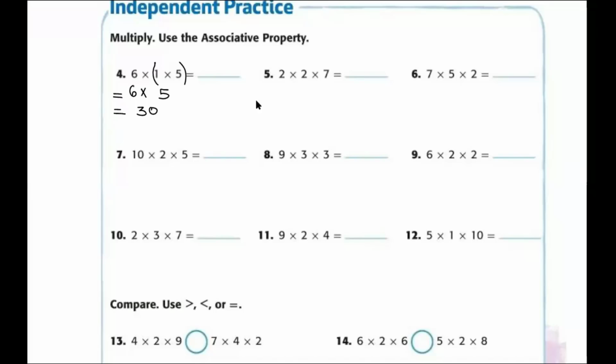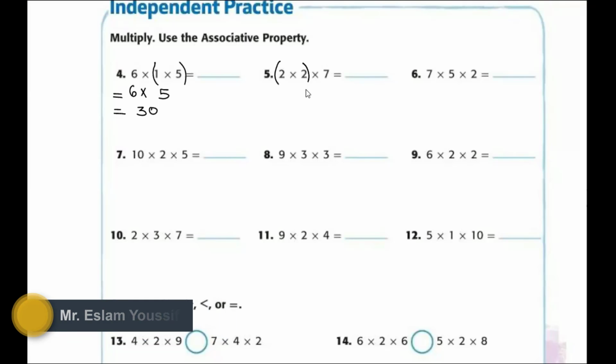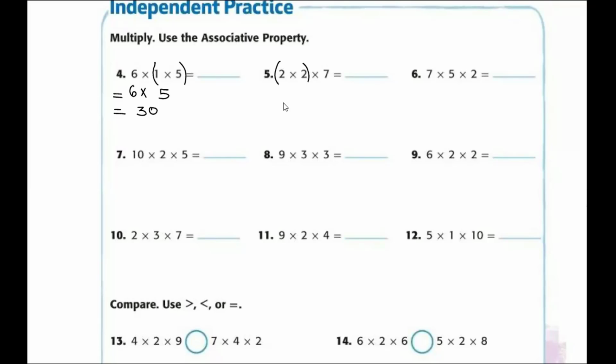So the next one, Ali Osman, solve with me question number 5. How do we solve question number 5? 2 multiplied by 2 is in brackets. Between the two brackets, we must put 2 times 2, so it will be 4. 4 times 7 equals 28. Okay, 28.